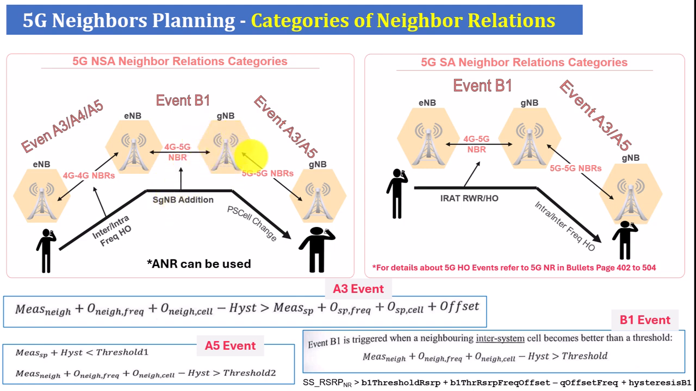Once the user is attached to the gNode B, assuming that he moved within the same site from one cell to another or to another site, this will trigger something called PSCell change, like primary secondary cell change. For example, it's changing the secondary cell of the gNode B to another one. So if it is intra-frequency handover, it will be using A3. If inter-frequency handover, A5 will be used. And the good point here is that A3 and A5 are exactly the same as whatever you used to have in 4G from a conceptual point of view.